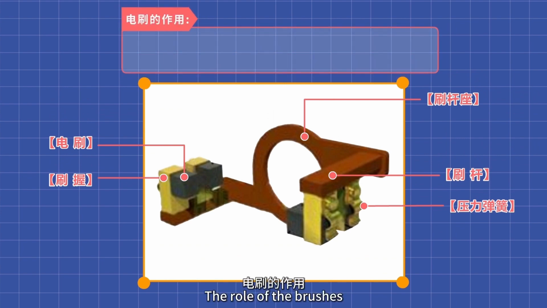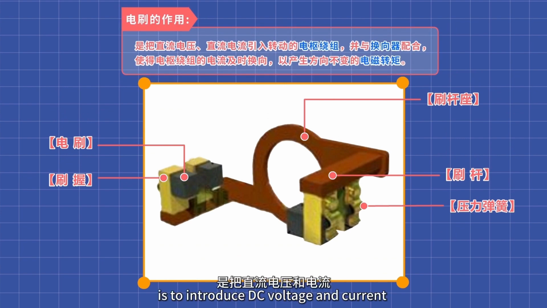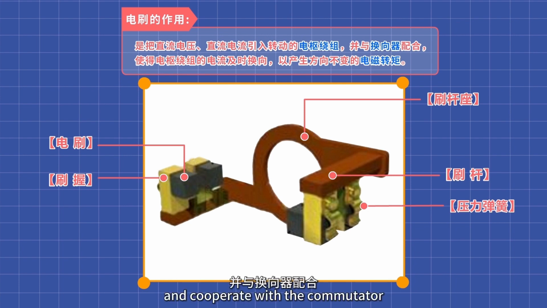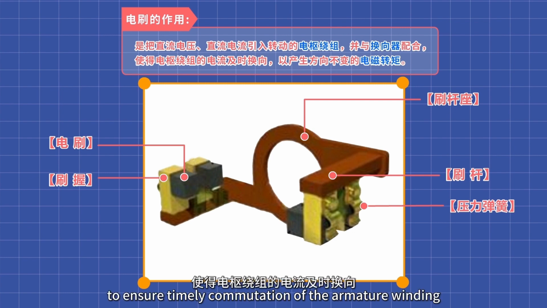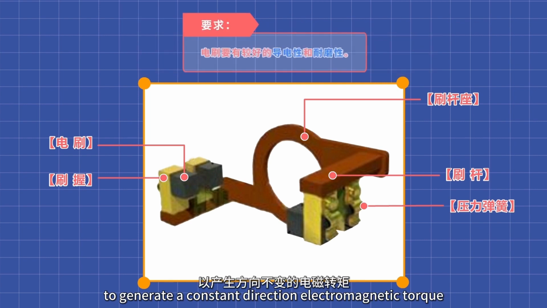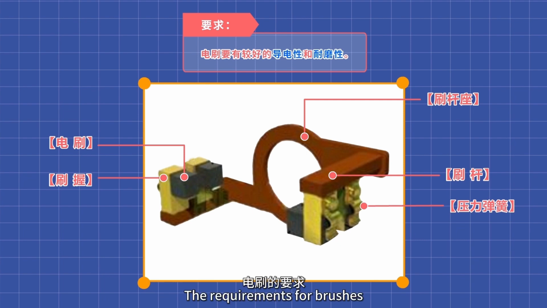The role of the brushes is to introduce DC voltage and current into the rotating commutator winding resistance and cooperate with the commutator to ensure timely commutation of the armature winding to generate a constant direction electromagnetic torque. The requirements for brushes. The brush should have good conductivity and wear resistance.